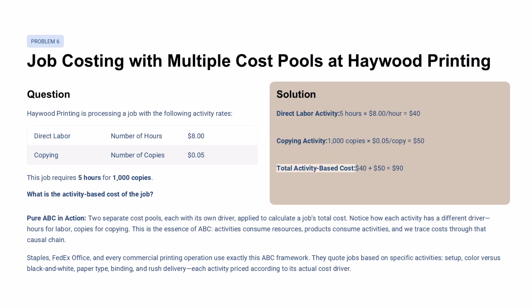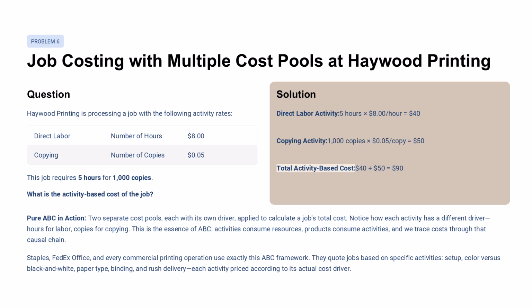Problem 6. Job costing with multiple cost pools at Haywood Printing. When every activity has its price. Question: Haywood Printing is processing a job with the following activity rates. Activity, cost driver, driver rate: direct labor, number of hours, $8; copying, number of copies, $0.05. If this job requires 5 hours for 1,000 copies, what is the activity-based cost of the job? Answer: total job cost equals $90.